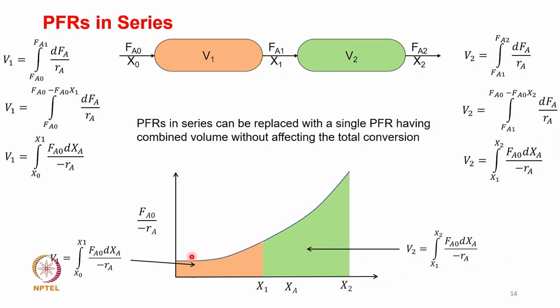So, now let us look at how this translates geometrically into the volume. You can see this part of the curve, wherein this is xa, and the plot is between Fa naught by minus Ra with respect to xa. Let us assume that this is the point x1 and this is x2. The area under this part of the curve leads to the computation of V1, and the remaining part from x1 to x2 would result in the volume of V2.